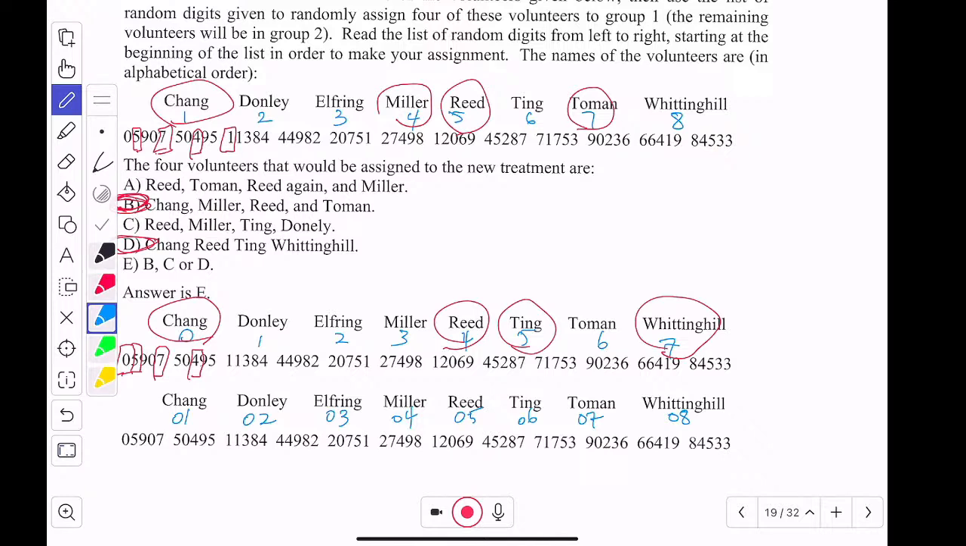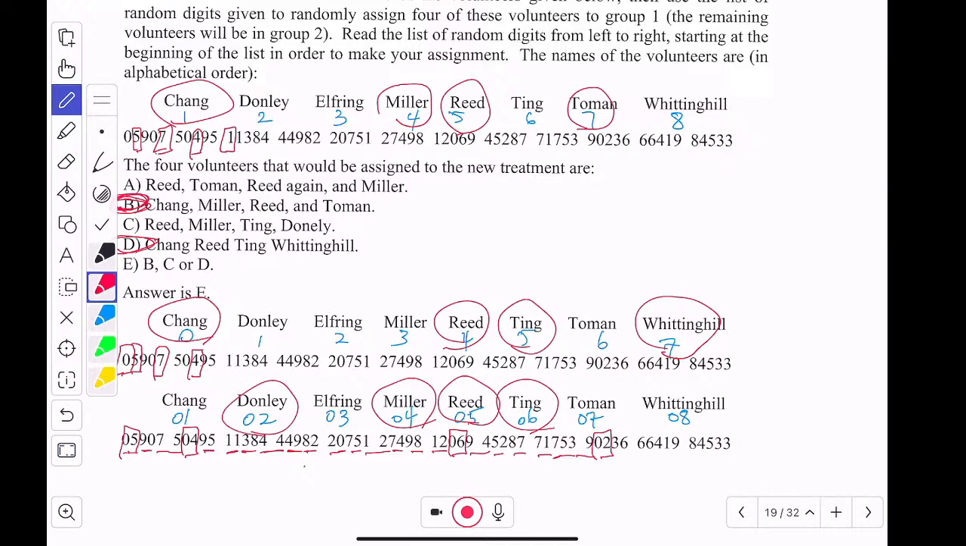So taking 2 at a time, it's going to be 5, and then I'm not going to use 90 or 75, but then 4, I'm not going to use 95 or 11 or 38 or 44 or 49 or 82 or 20 or 75 or 12. Oh my goodness. Did I miss one? Or 74 or 98 or 12. There it is, 6. So I have 3. I gotta keep going. 94, 52, 87, 71, 75, 39. There we go, 2. So it took a little longer, but I got Reed, Miller, Ting, and Donnelly, and that gives me option C. And that's why the best answer is E.